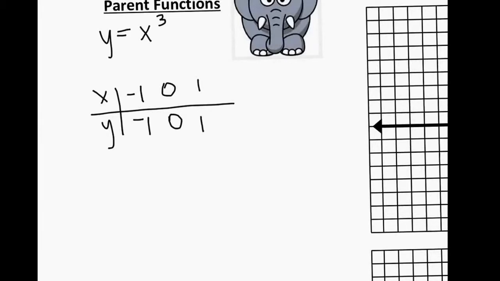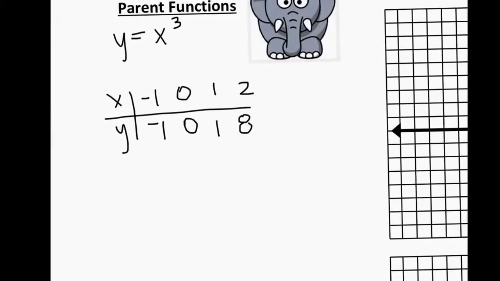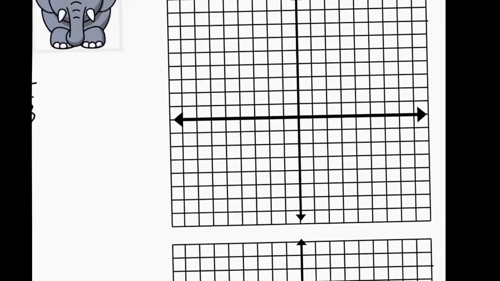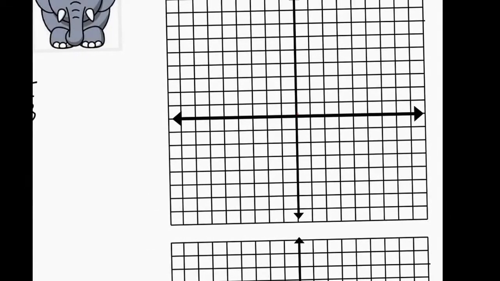And just to get an idea of the shape as we go out, if we plug in 2 for x, 2 to the third is 8. So you notice it immediately increases. So if we look at the shape here, we have our central point at 0, 0. We've got a point at -1, -1, a point at 1, 1, and we have our next point, just to give us an idea here, at 2, 8. Okay, and then you can imagine that it's going to work in the same way in the negative direction.